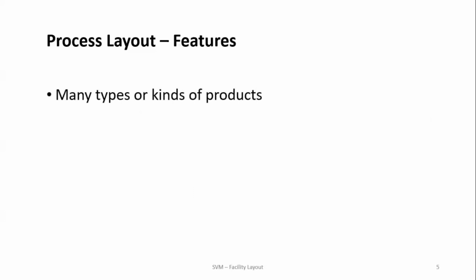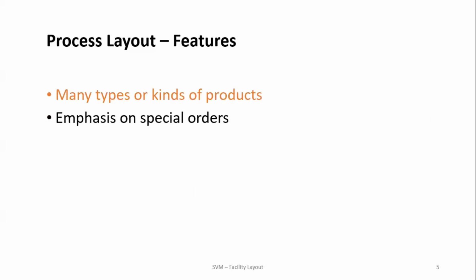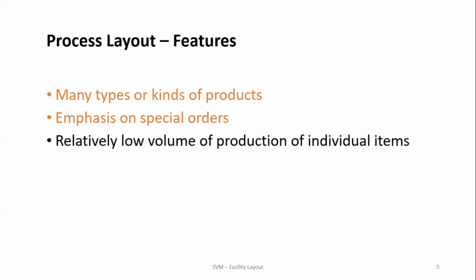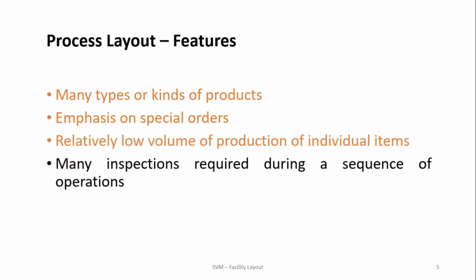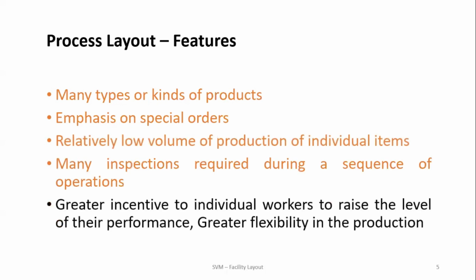Features of process layout. Many types or kinds of products can be produced in such a layout. Emphasis on special or tailor-made products or orders. Relatively low volume of production of individual items. Inspections are required many times, at every stage, so many inspections are required during a sequence of operations. You will be able to identify the individuals who are working more efficiently or effectively, recognize them, and give them incentive. And in this type of layout, there is greater flexibility in production.